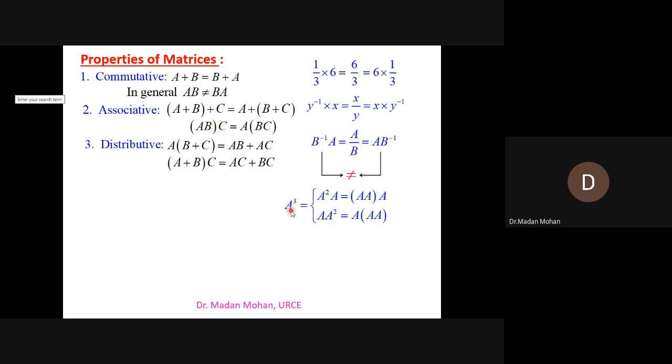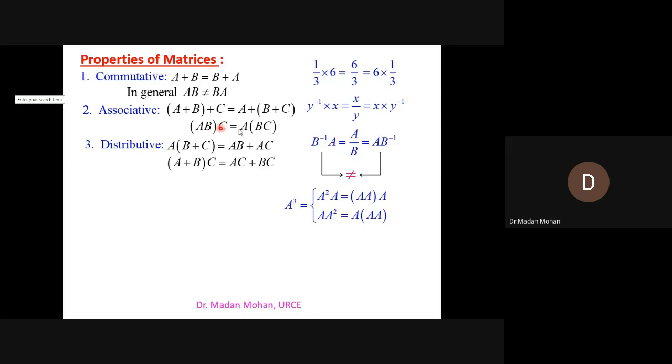Therefore, when you are calculating A cube, you can write A square into A or A into A square, and you will get the same answer. You won't get two different answers, because we have the associative property with respect to multiplication. That's why these two give the same answer. If they gave different answers, you should not use A cube notation. Got my point?